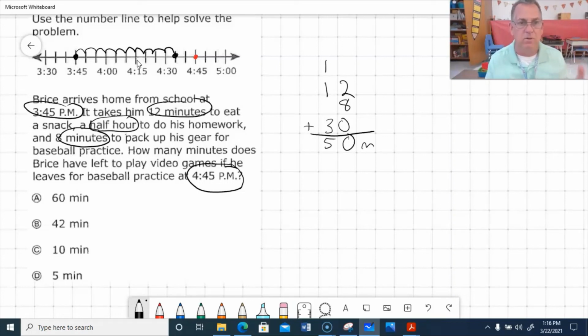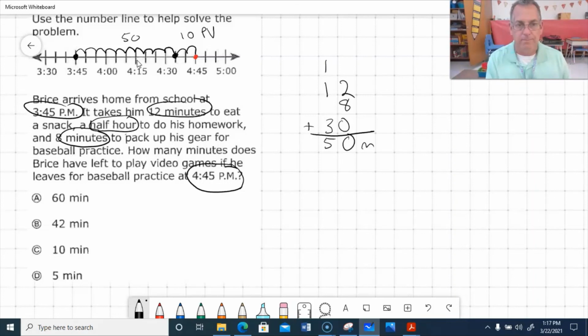It's going to take him 50 minutes to do all the stuff he needs to do before he goes to baseball practice from the time he gets home. And I'll see, that's 50 minutes right there. It looks like I've got 5, 10 more minutes before he has to leave for practice. So it looks like he has 10 minutes to play video games. Put PV, play video games. There's another way to do that.